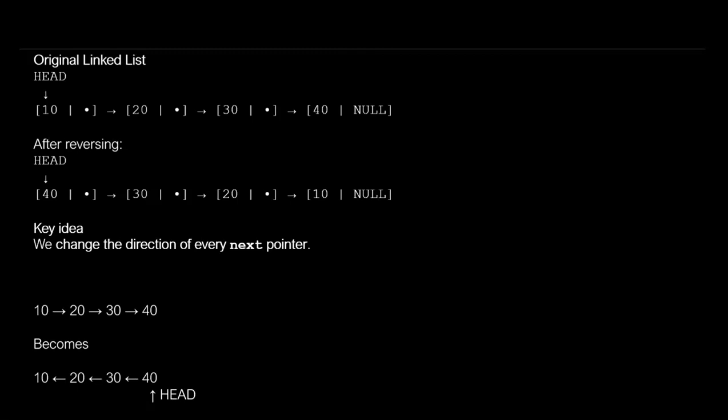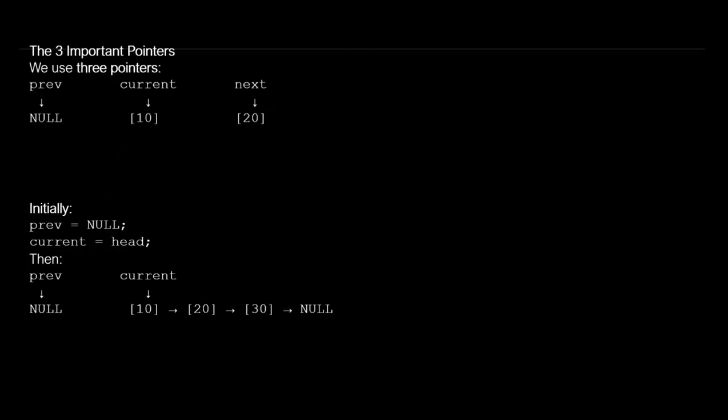To solve this problem, we are using 3 pointers, namely previous, current and next. Initially, previous is set to null because there is no node before the first node. Current points to the head, so it points to 10. Next will be used temporarily to remember the node that comes after current. So remember, previous is null initially, current is head, and head is pointing to 10 in our example.